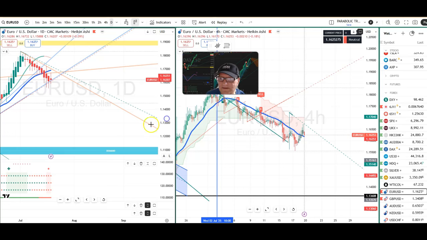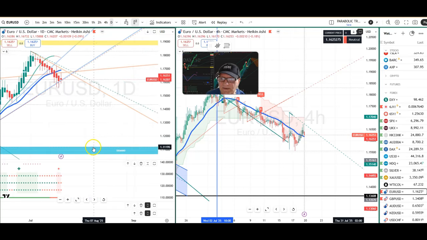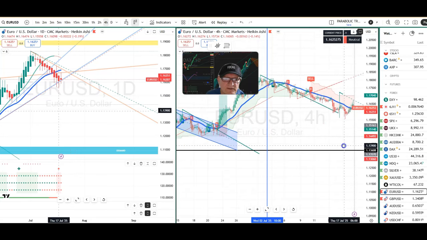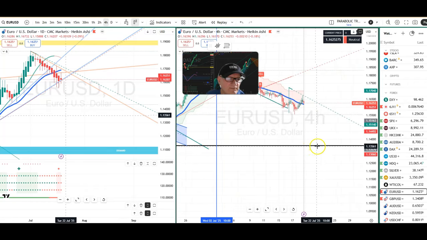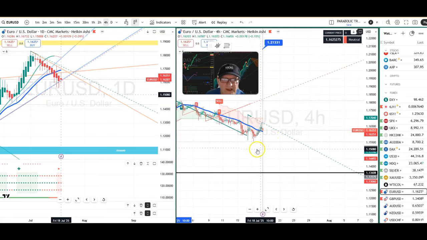There's no demand for this, is there? Look at that. Massive demand down here at the bottom. So yeah, we will be looking to sell this and then head for 11356. But I really need confirmation. I don't have that yet, but it's looking really good.